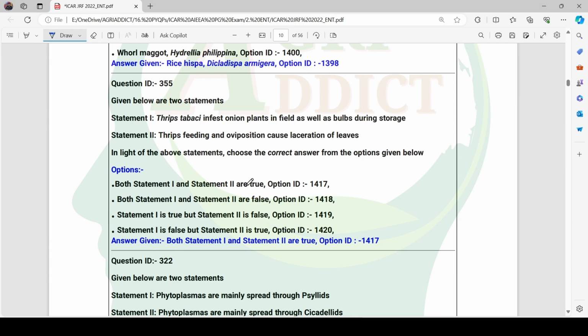Next question, another statement type. Statement 1 is Thrips tabaci infest onion plant in field as well as bulbs during storage. And it is correct because thrips infest the onion in field as well as in godown, and it's a pest of both field and godown or storage. And thrips feeding and oviposition cause the laceration of leaves. Yes, laceration is the important type of damage or characteristic thing of the mouth part, rasping and sucking type, which is the mouth part of thrips. So when there is laceration, yes, of course thrips are behind them.